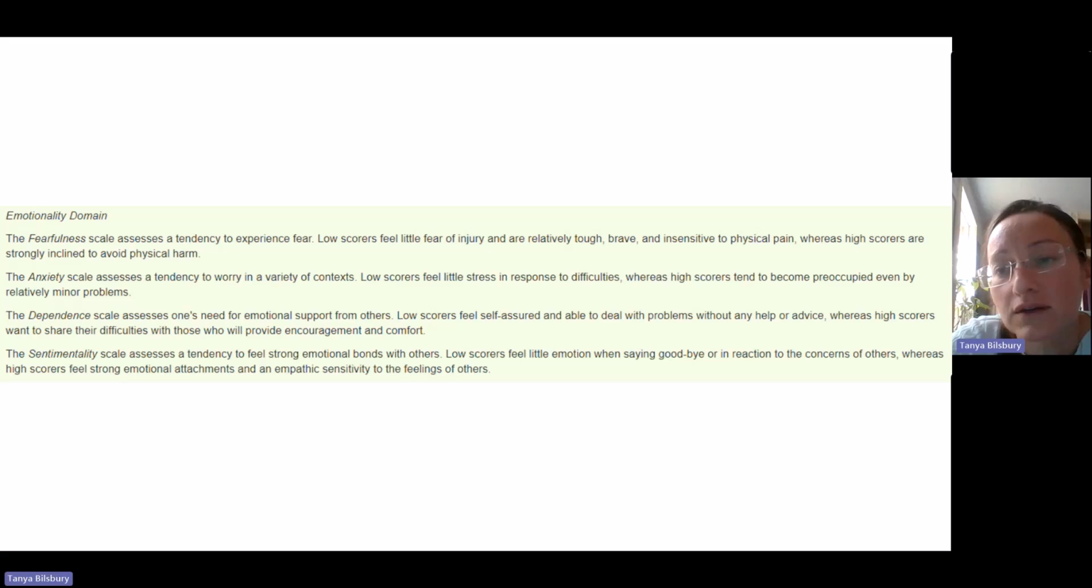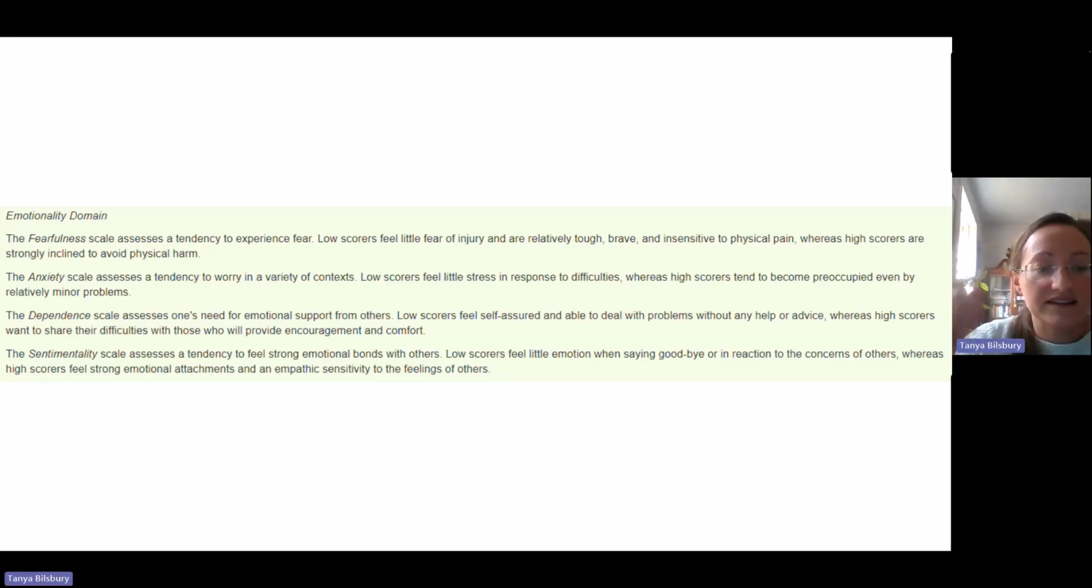Emotionality under the HEXACO corresponds to neuroticism on the five-factor model. And what do they got here? Fearfulness, anxiety, dependence, and sentimentality. So some people are more afraid of injury, and they want to avoid physical harm. And then other people are more the tough, brave type that would volunteer to go to war.